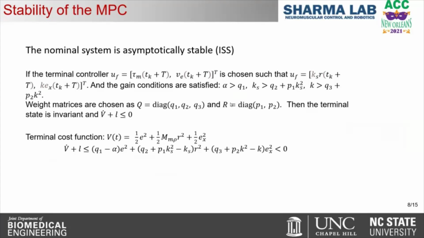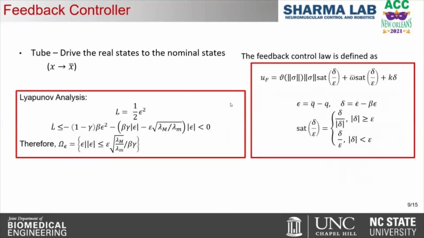The total cost function is monotonically decreasing by choosing the gain condition and weight matrices properly. And we designed the feedback controller only for the motor to compensate for modeling uncertainty and disturbance. By the outcome of the analysis, the error between the nominal state and real state will ultimately enter an invariant set, thus the overall UUB stability will be assured.